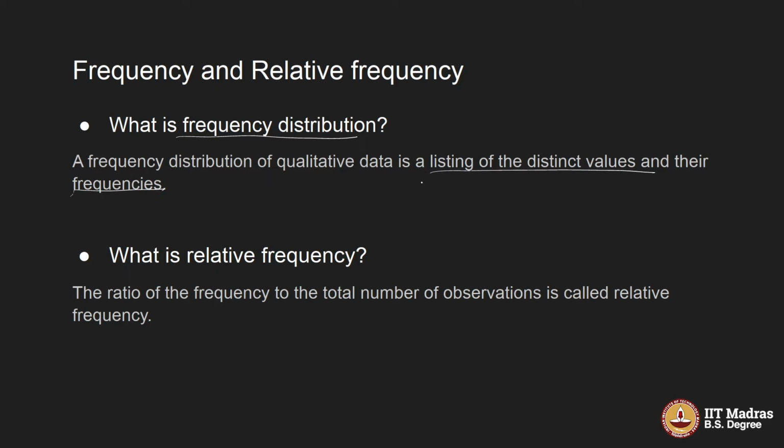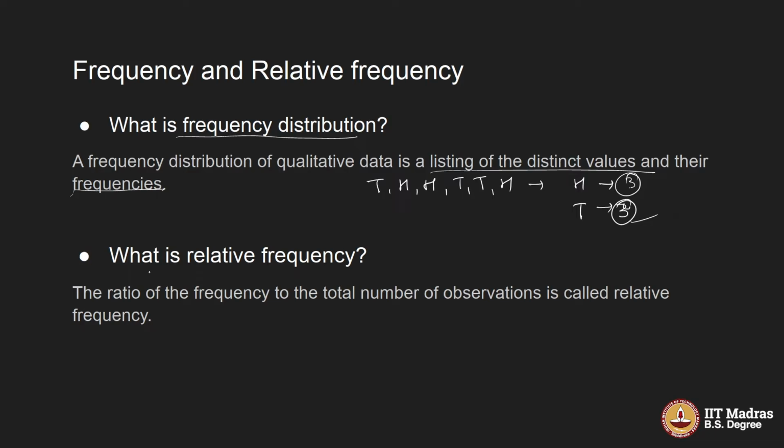So for example, I tossed a coin and I have different observations here. What do you mean by the frequency? The number of times an object has occurred, right? The head has occurred 3 times. Similarly, the tail has occurred 3 times. So this is known as the frequency. It is the listing of the distinct values and their frequency.